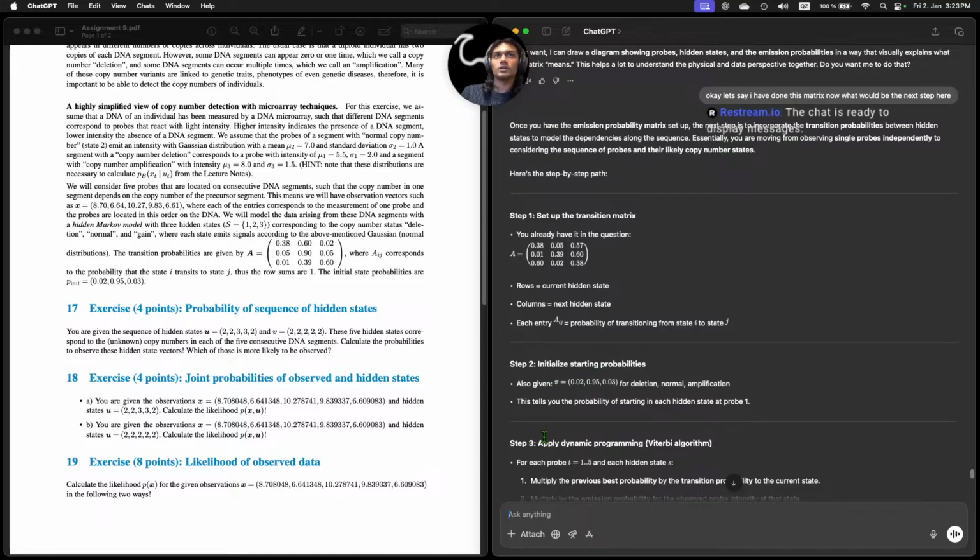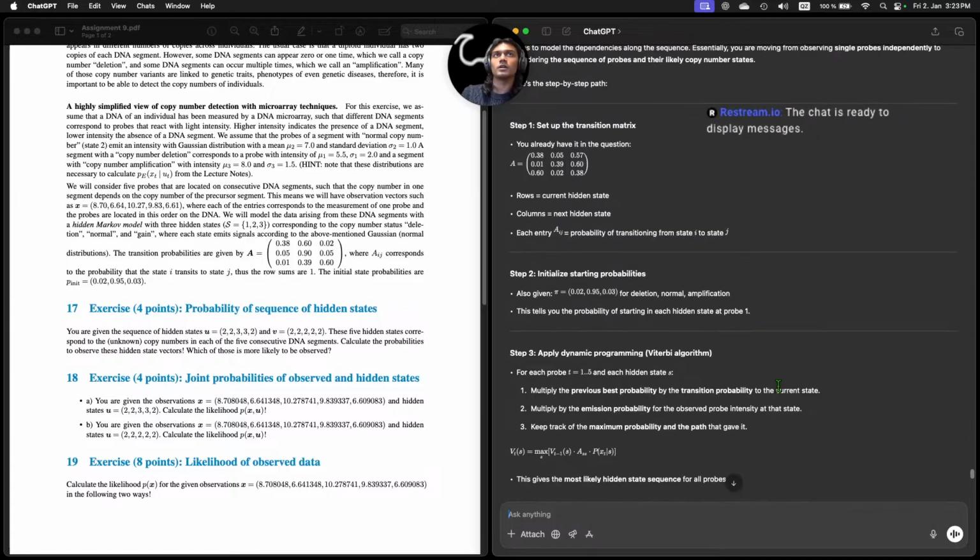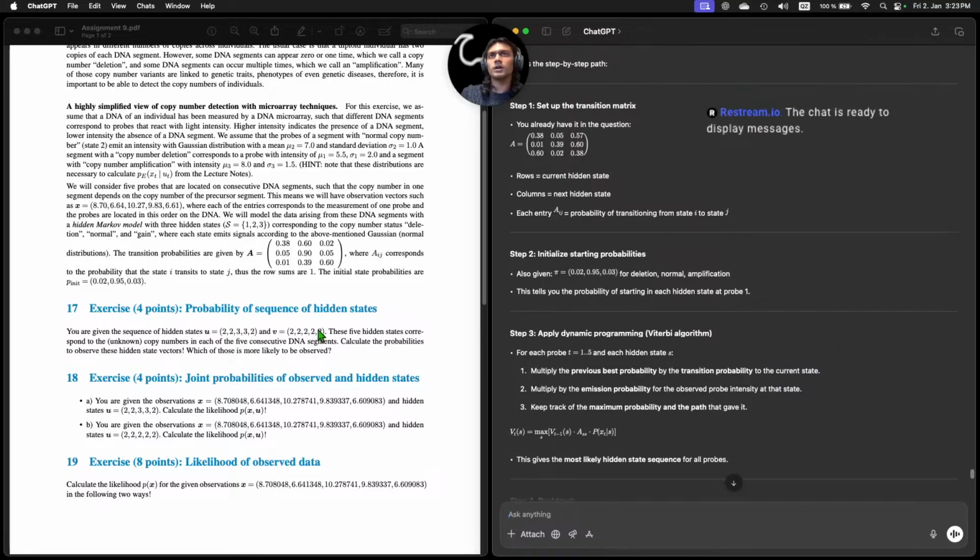Initializing starting probabilities, also given, pi equals. Also given for the deletion, normal, amplification. This tells you the probability of starting in each hidden state at probe 1. Ow, that kind of hurt. So the probability of starting in each. Apply dynamic programming. Do I have to though?